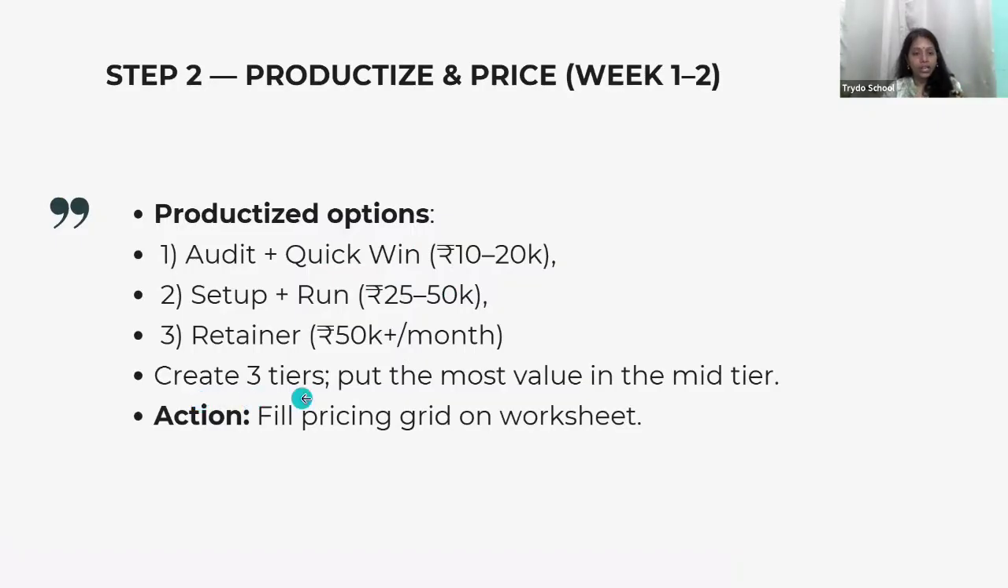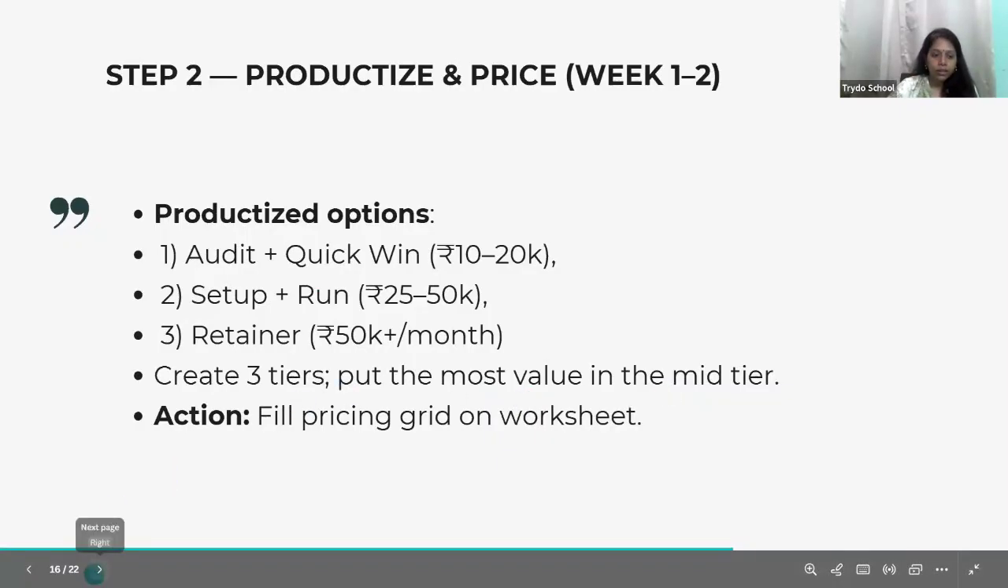Always create three tiers. Put the most value in the mid tier. Everywhere I say, people will obviously select the mid tier. It is common human psychology. If they select basic, they feel that the person will do the task and go away, with nothing very special. But people never select the top category either. People will always select only the mid tier. Make sure in the mid tier you provide all possible value.